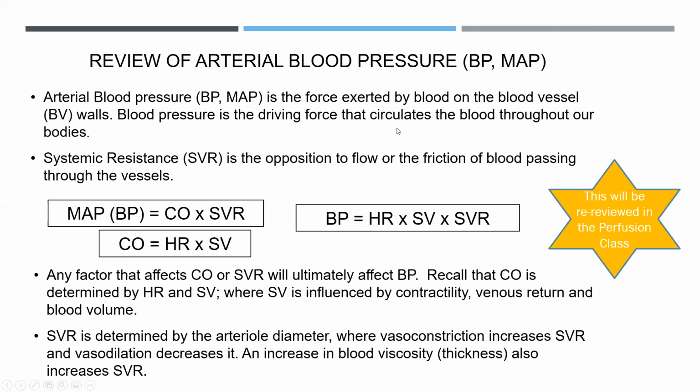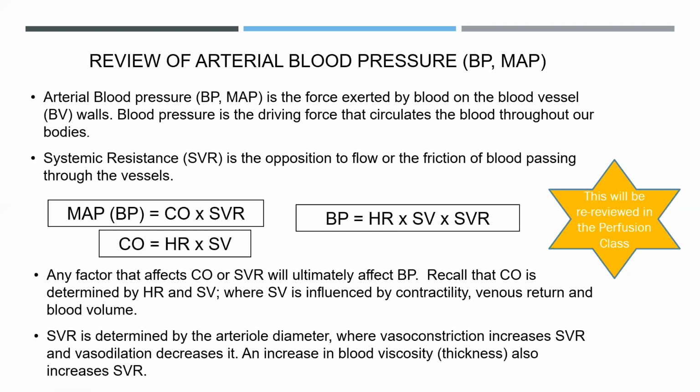So when we're looking overall at allostasis within the body, we look at arterial blood pressure, and mainly we look at the blood pressure that the patient has and the mean arterial pressure, okay? So this is the driving force that circulates blood through our bodies. We look at systemic resistance, so that's the opposition to flow or the friction of blood passing through the vessels. And then we look at any factor in our patients that affects cardiac output or systemic vascular resistance that will ultimately affect their blood pressure.